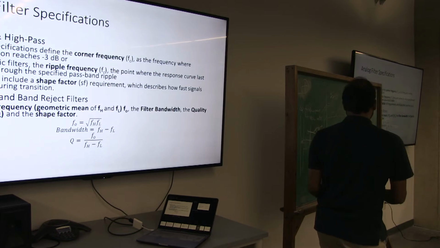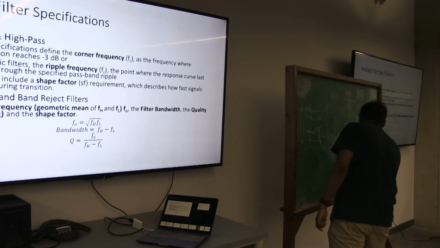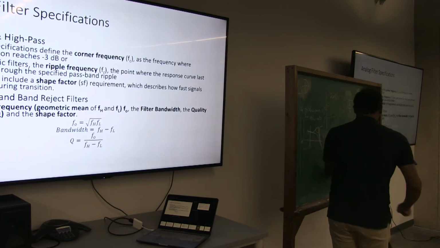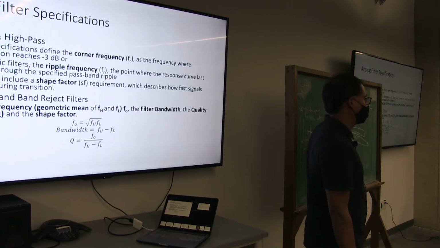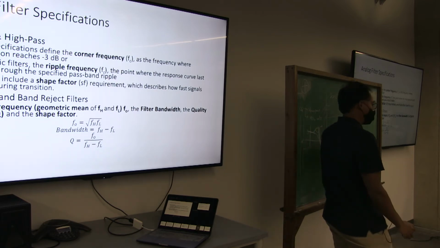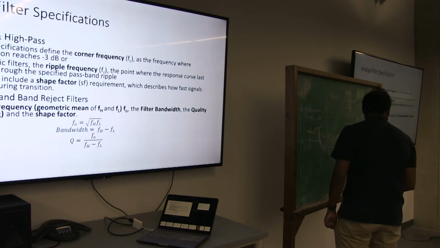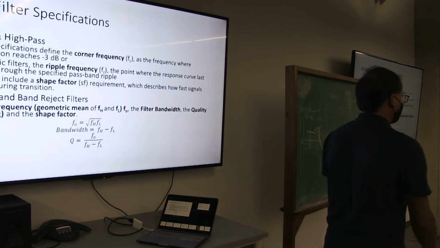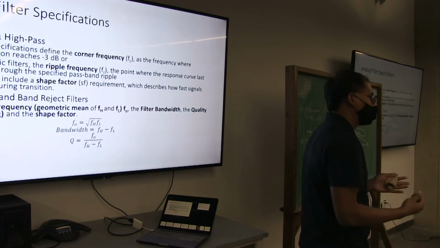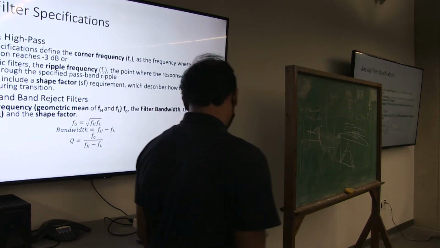So if we have a band pass filter without peaking, with a quality factor of under √2, we'll have something like this. But as the quality factor increases, it peaks, and it might cause some instability in the circuit.